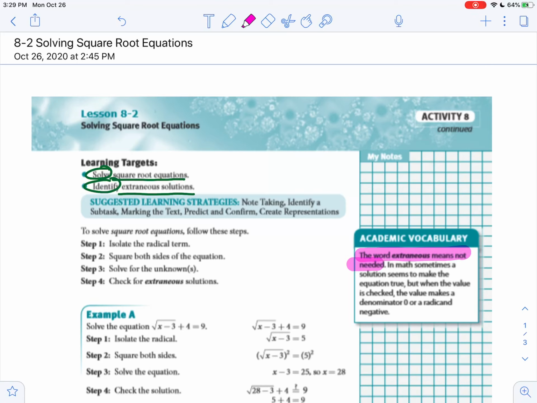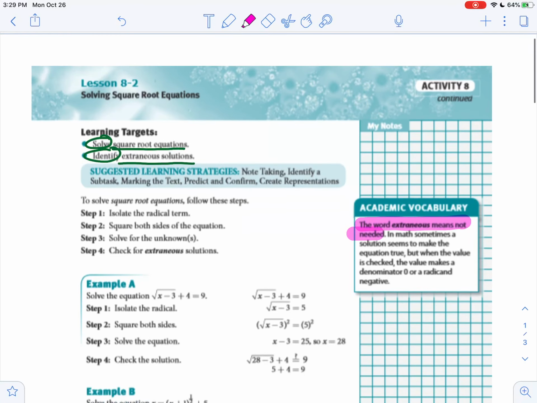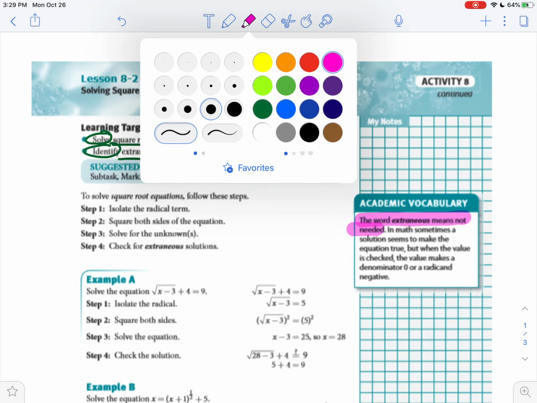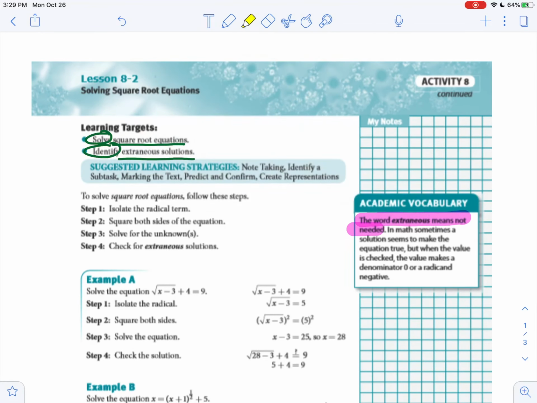Okay, so we might solve an equation and get an answer that seems to make sense and it makes the equation true, but then when it's plugged back in, the value makes a denominator equal to 0 or it creates a negative radical, and those are all things that are not allowed.